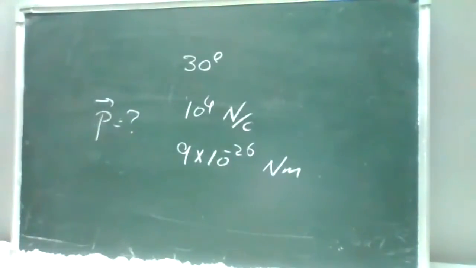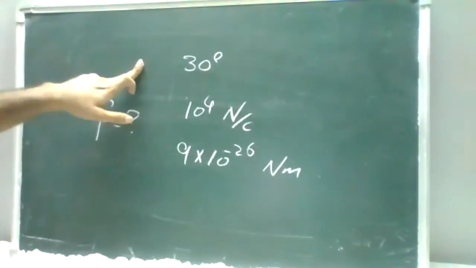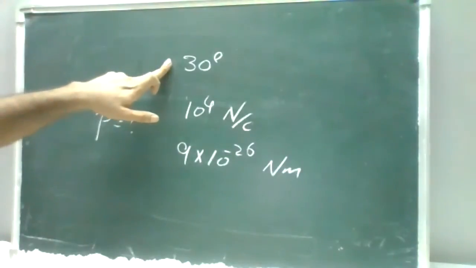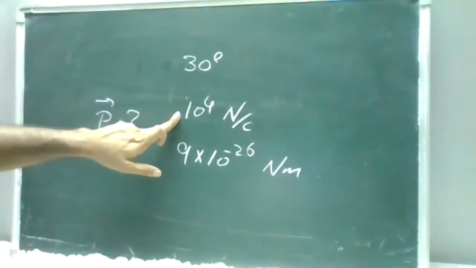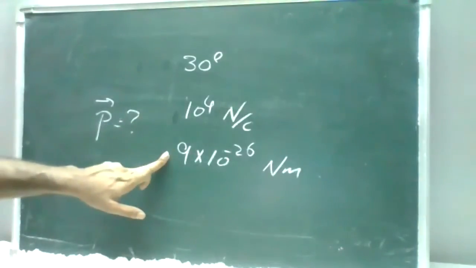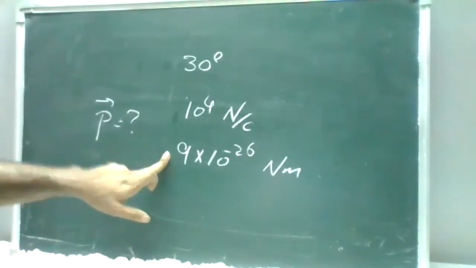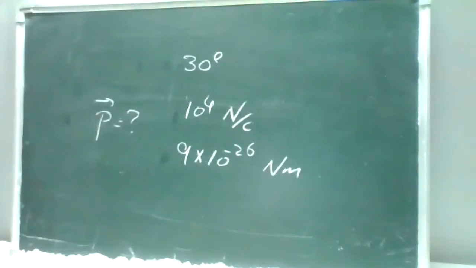I'll repeat the question. An electric dipole when held at 30 degrees with a uniform electric field of 10 power 4 Newton per Coulomb experiences a torque of 9 into 10 power minus 26 Newton meter. Calculate the dipole moment of the dipole.